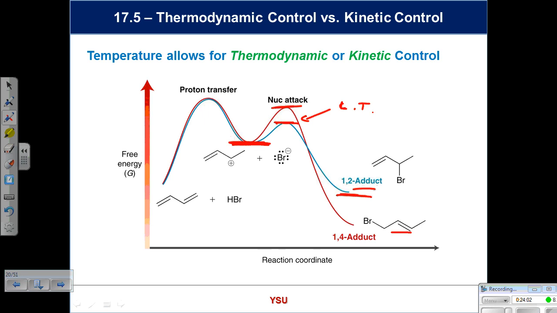Because look at the size of the hill going forward versus the size of the hill going backwards. It's very difficult to go backwards if you don't have much energy. You went over a hill and you ended up in a deep valley. It's a pain going back up. And you minimize the chances of that by minimizing the energy. So you're trying to stop that reverse process.